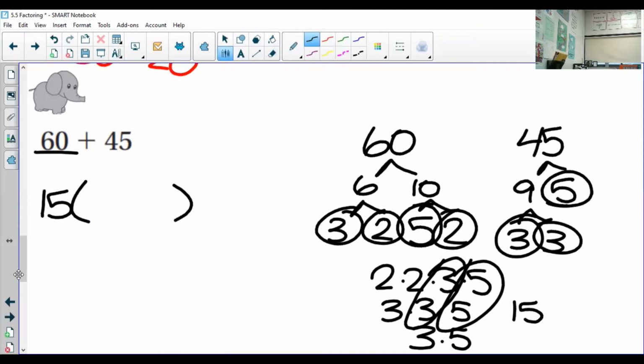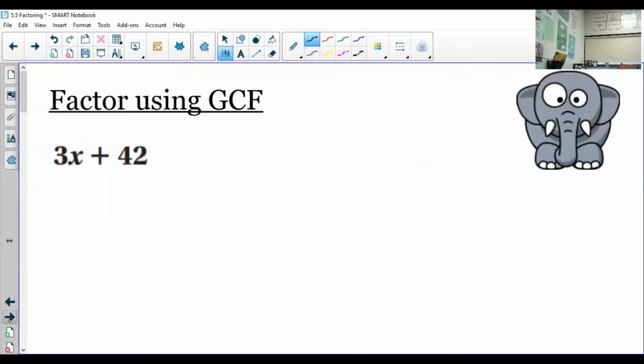If you know that in your head, you could have just done that. But with bigger numbers, sometimes you have to work off to the side. And then 45 divided by 15 is 3. Okay, I think hopefully you're getting the hang of this. You can go back and watch these again if you need to, but the next thing we're going to move on to is factoring algebraic expressions.